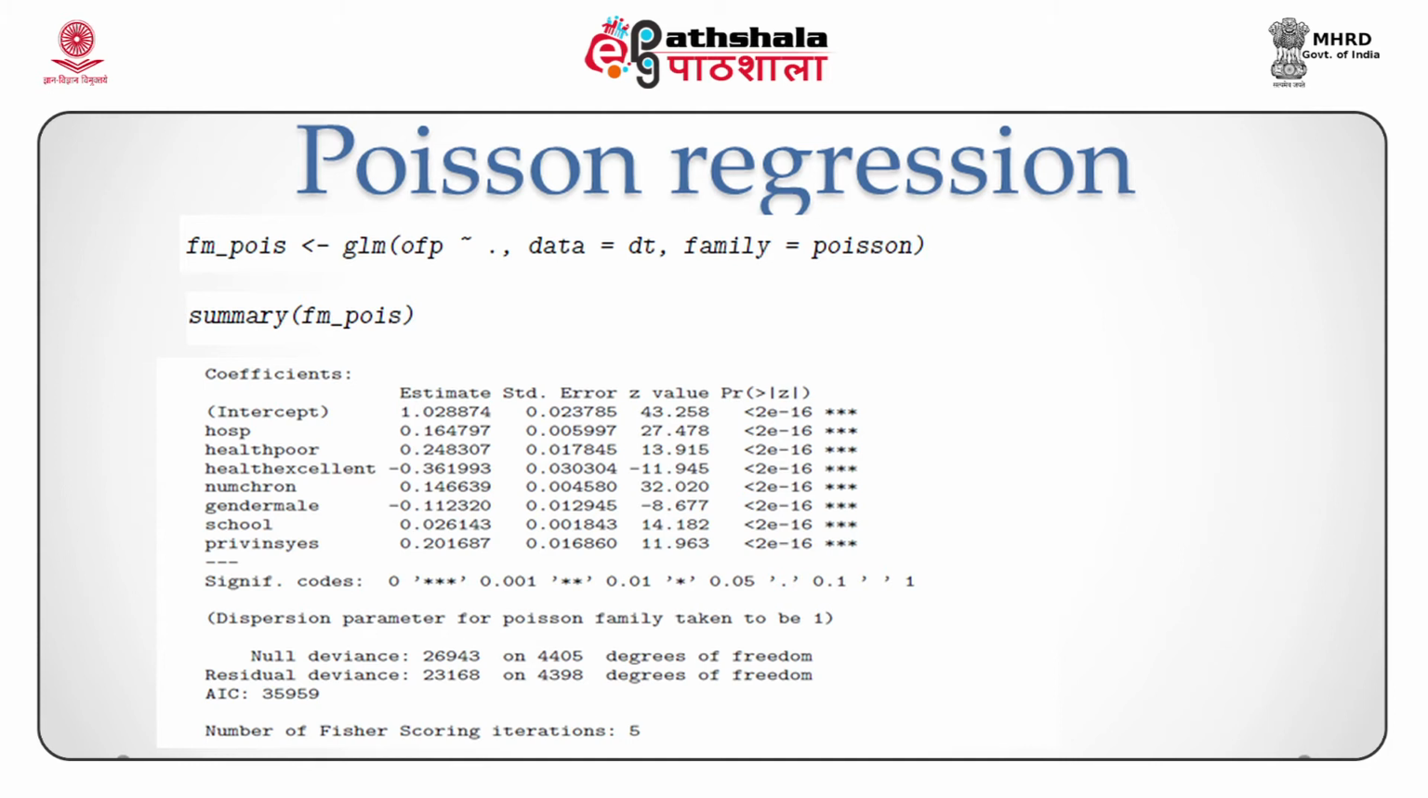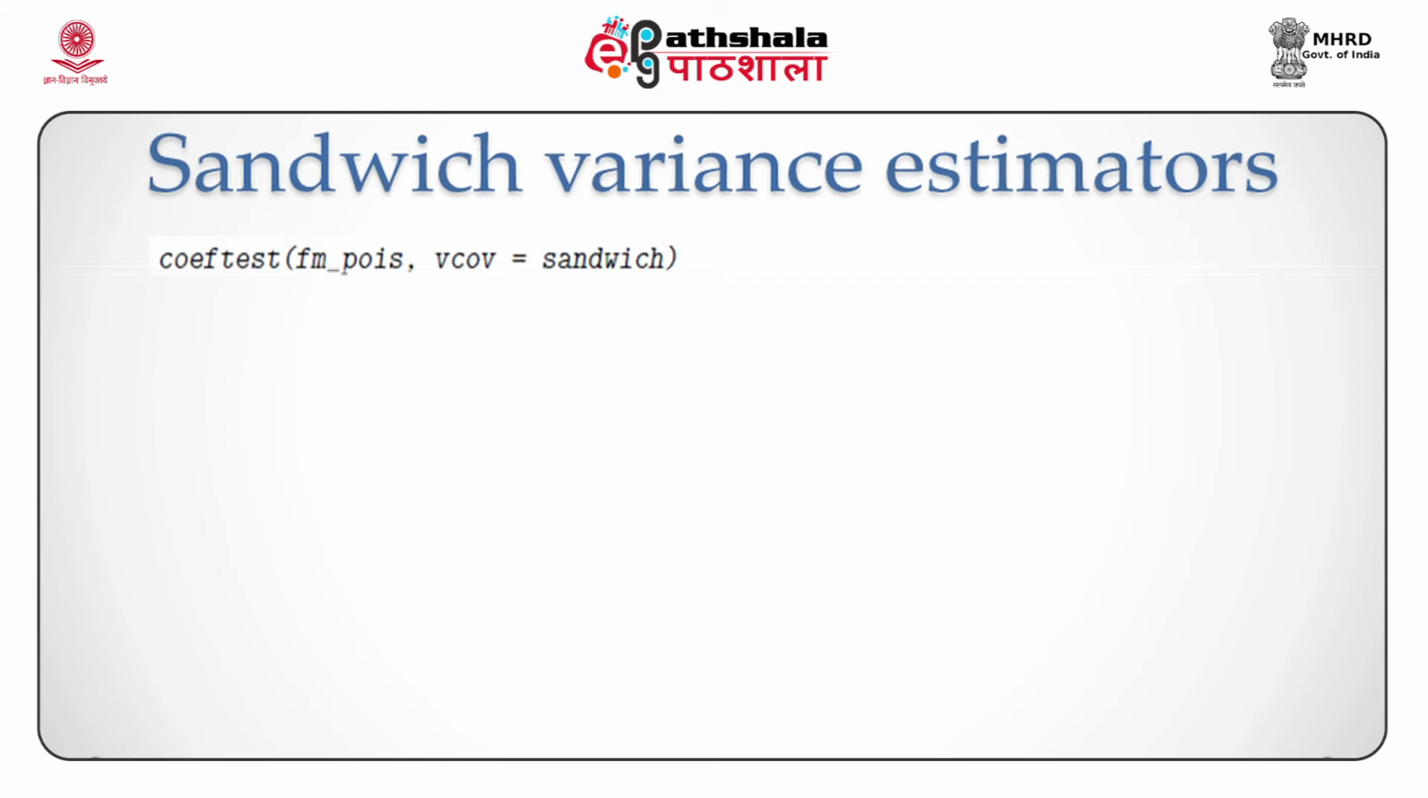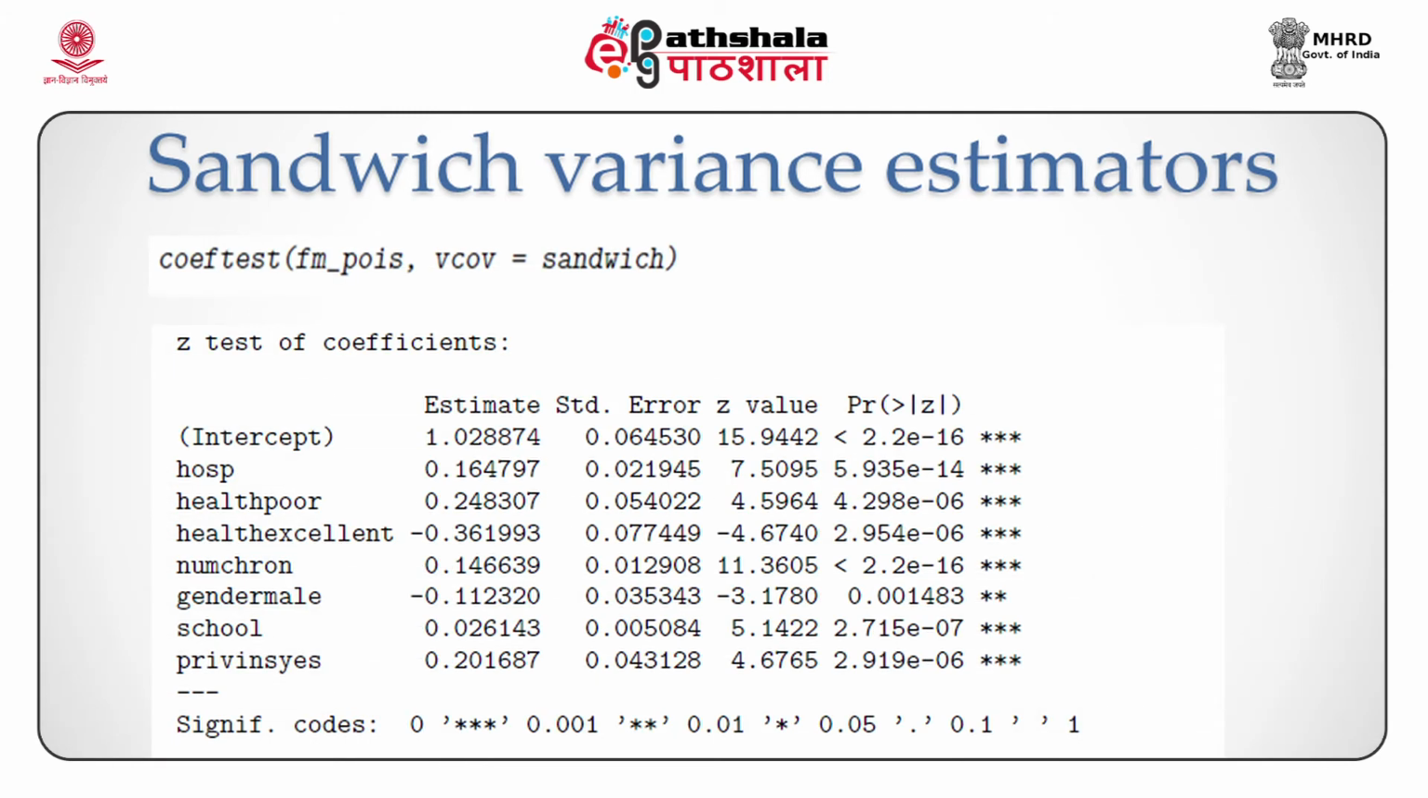So, robust variance estimators are obtained using a procedure called sandwich variance estimation, and this can be done by running the coeftest function with the option vcov equal to sandwich. So running this will return the table given on this slide. You can compare the estimates and standard errors to the previous set and see that the estimates are as before, but the standard errors are now changed. It is a good exercise for you to study further the exact nature of the change.